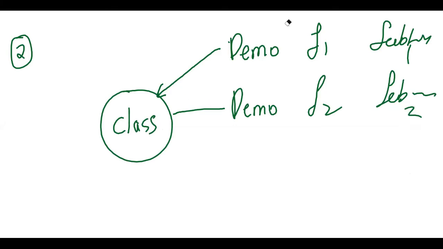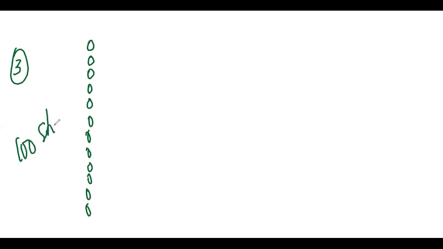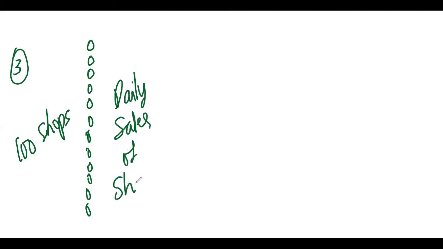And similarly, the third example is an example of marketing. The marketing executive of a company collects the data of 100 shops. This data is about the daily sales of the shops, and he calculates the average of the daily sales. Then the company launches one advertisement campaign.